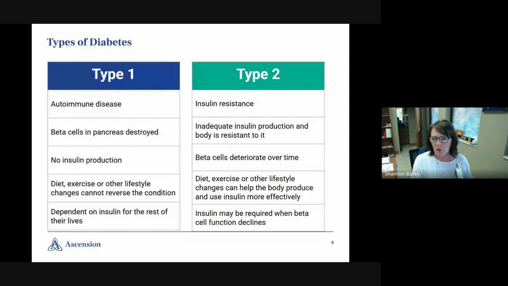Once you have type 1, you always have type 1. Once you have type 2, you always have type 2. It's just how you manage the disease that changes. Type 2 is a little bit more of a progressive disease in terms of how we treat it. And like I said earlier, a lot of people will end up on insulin.